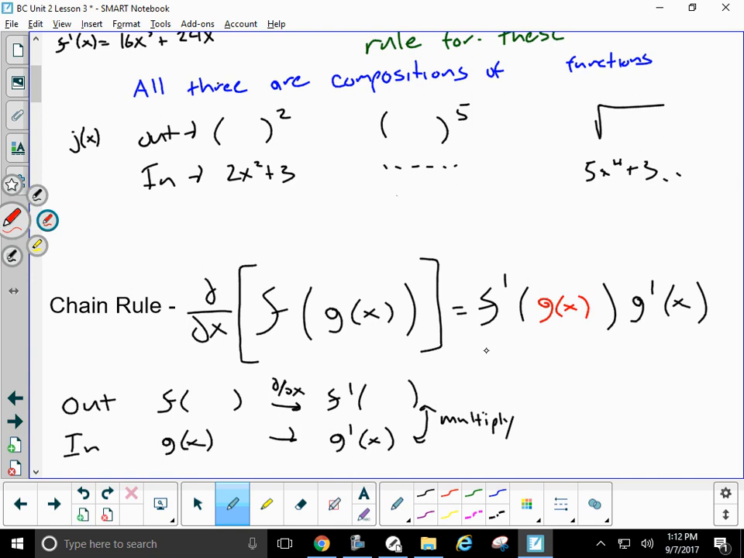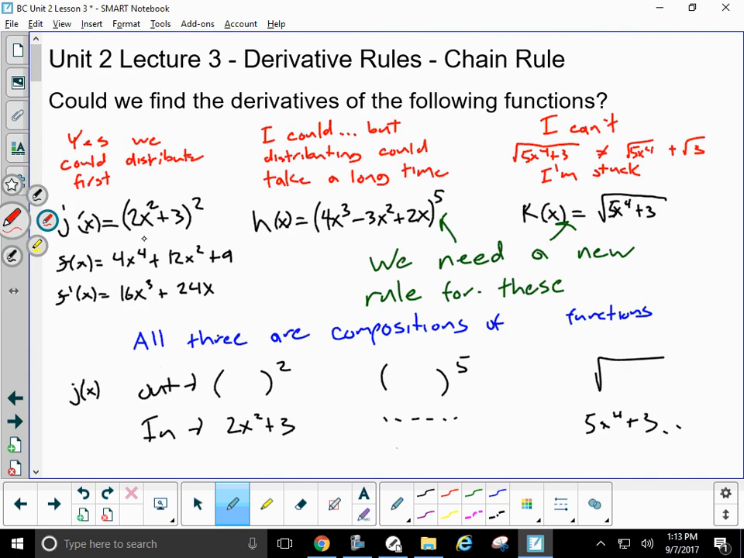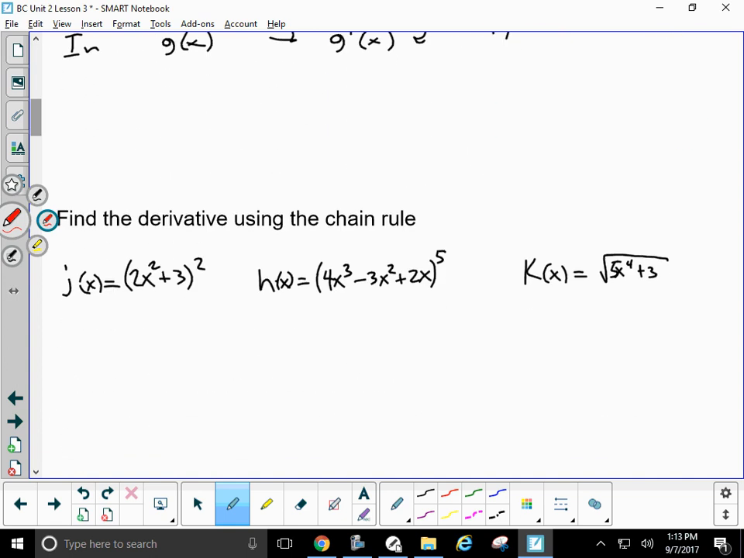So it's really the derivative of the outside with the inside left alone times the derivative of the inside. Okay? But how we'll go through each problem is we'll just focus on the outside, inside, take the derivatives, multiply, and then fill in kind of the blank stuff later. So let's look at taking the derivatives of these three using the chain rule. Starting with j, understanding that its derivative is 16x cubed plus 24x. Let's see if I can take this derivative using the chain rule.